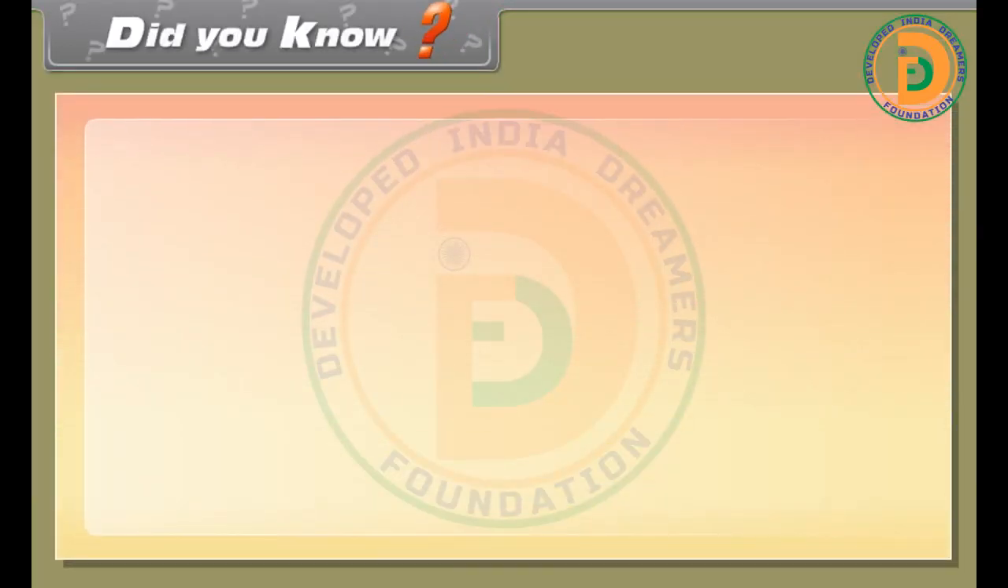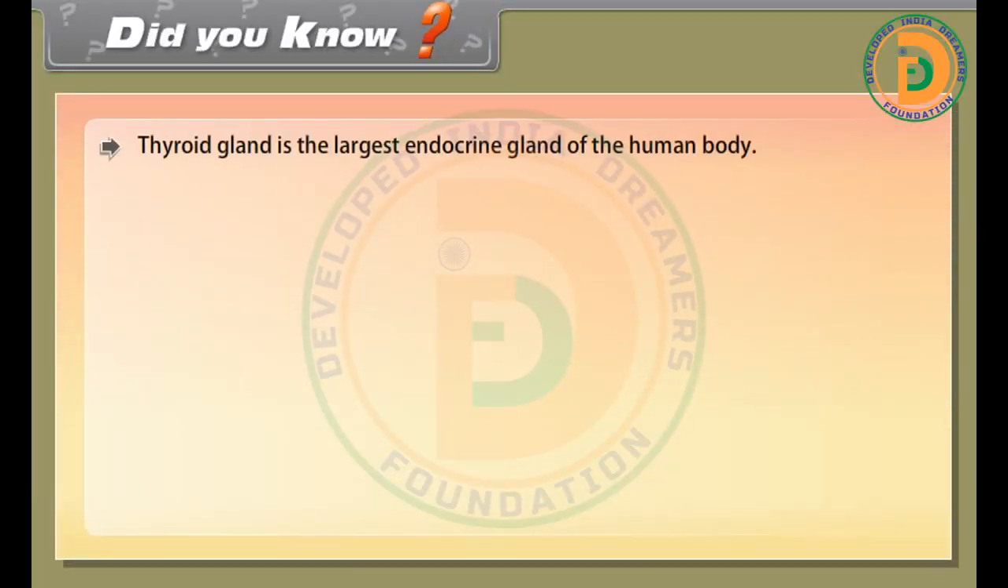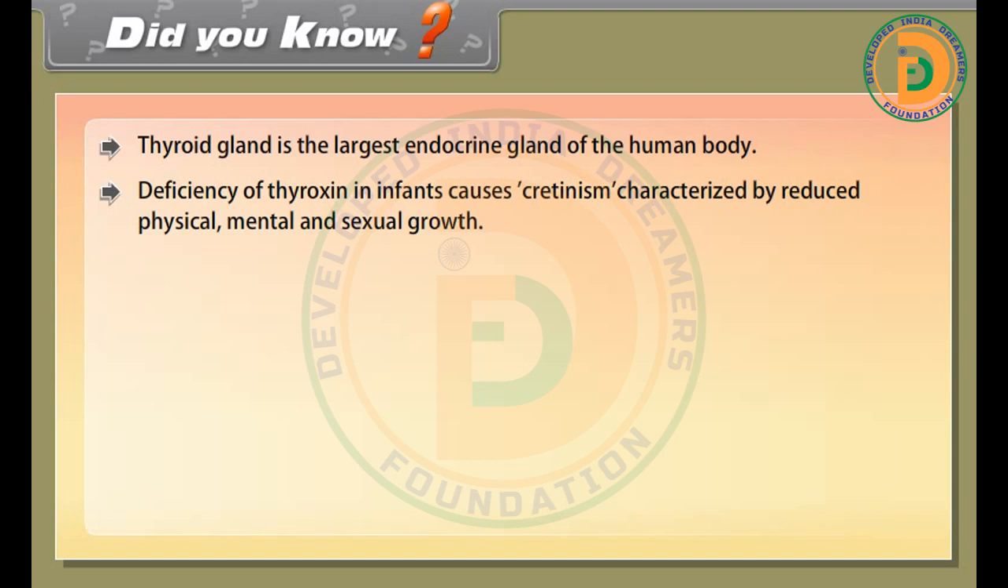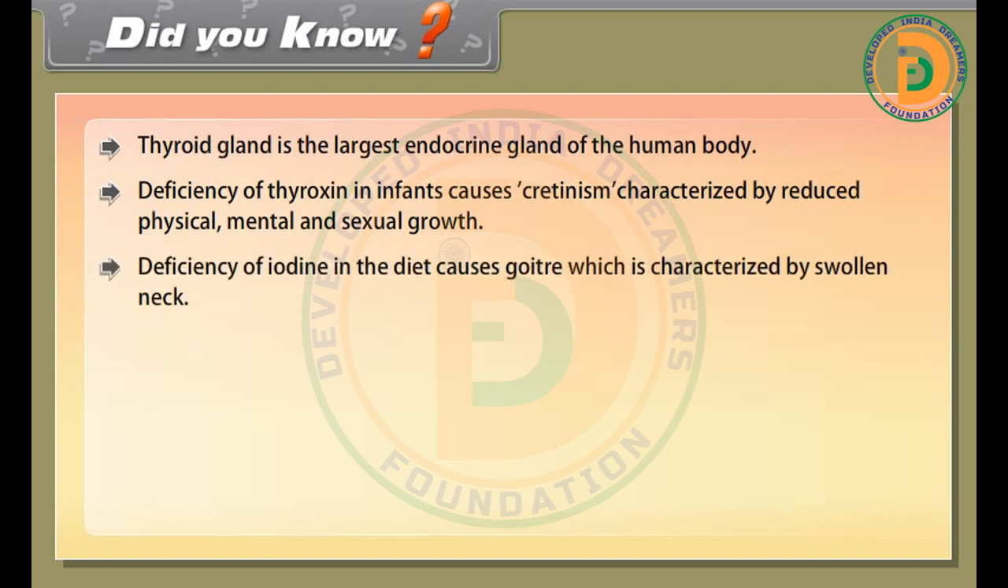Did you know? Thyroid gland is the largest endocrine gland of the human body. Deficiency of thyroxine in infants causes cretinism characterized by reduced physical, mental, and sexual growth. Deficiency of iodine in the diet causes goiter, which is characterized by swollen neck.